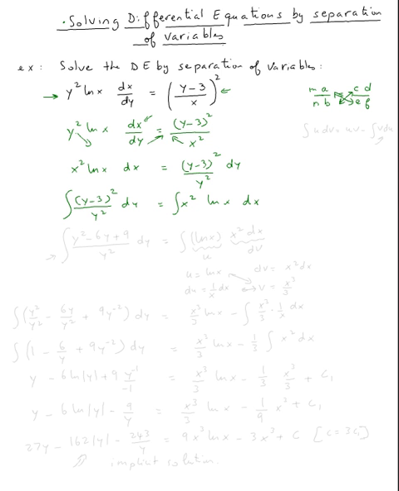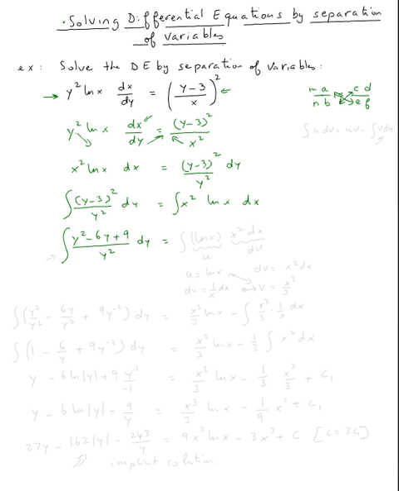Alright, so how do we solve the left side? The left side is pretty easy. All you need to do is FOIL. If you FOIL the numerator, you get y squared minus 2 times 3, which is 6y, plus 3 squared, which is 9, all that over y squared dy. The right side, you have to use integration by parts, right? So how do we do that?